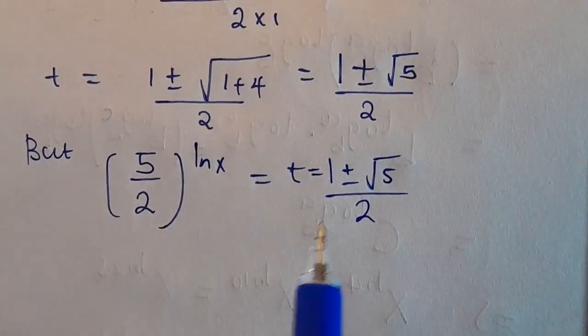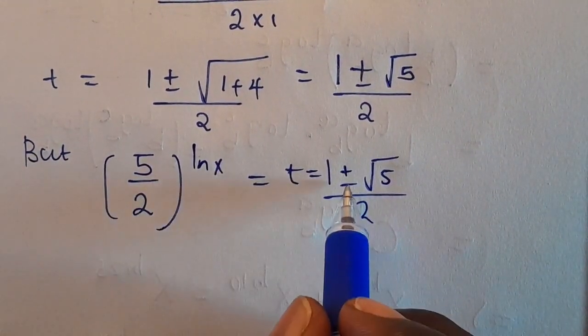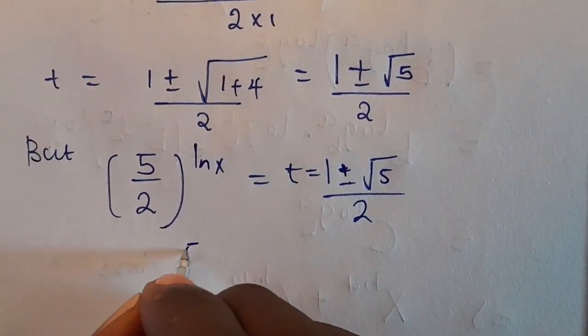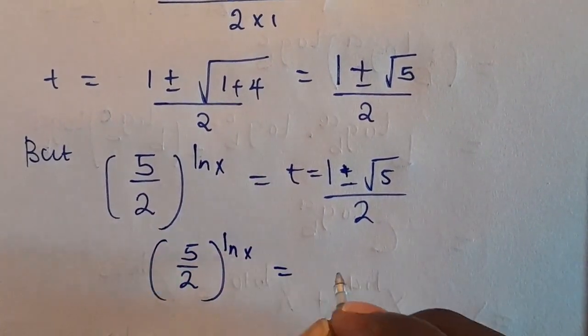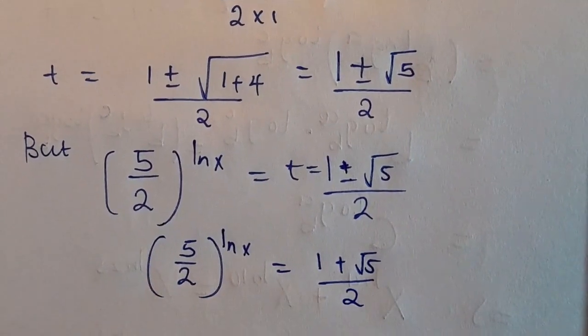Now, looking at this problem, this value cannot be what? It cannot be negative. So we have to take only positive from here. We don't need this negative. So we have here to be 5 divided by 2 all to the power of ln x equals 1 plus root 5 divided by 2.